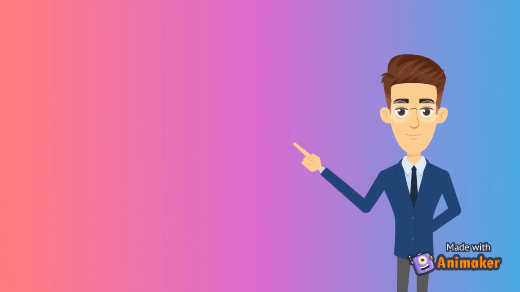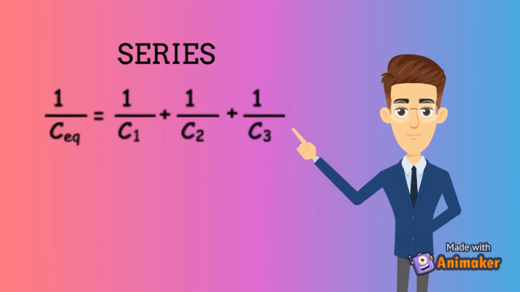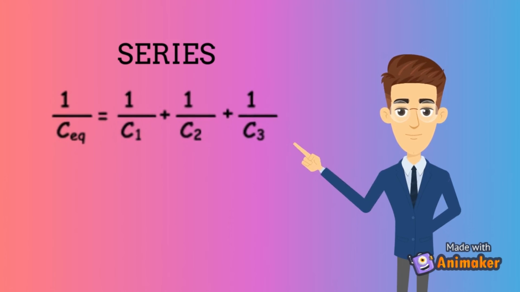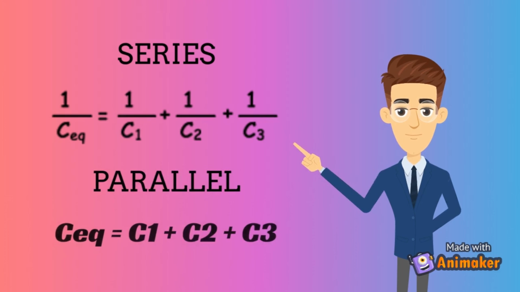For additional information, in series circuits, the reciprocal of the equivalent capacitance is equal to 1 by C1 plus 1 by C2 plus 1 by C3 and so on. For parallel circuits, the equivalent capacitance is just equal to the sum of the capacitances of the capacitors in the circuit.